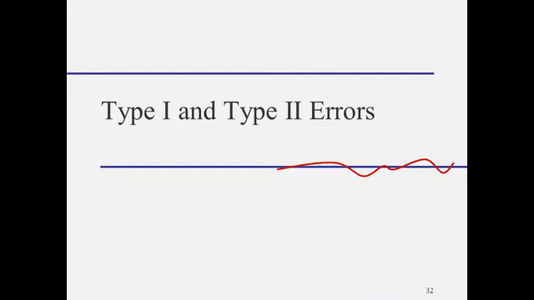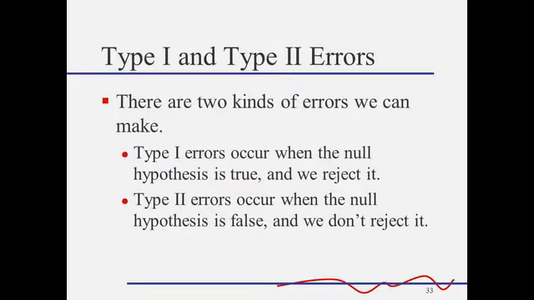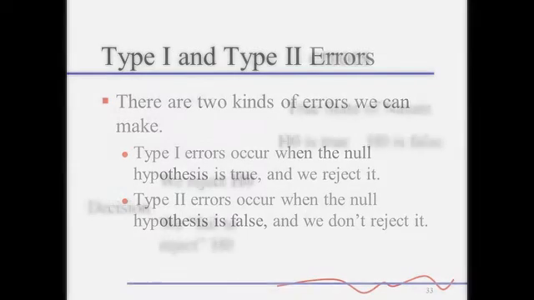In hypothesis testing, there are two kinds of errors that we can make, type 1 and type 2 errors. Why are they called this? So we can tell them apart. A type 1 error occurs when the null hypothesis is true and we reject it. A type 2 error occurs when the null hypothesis is false and we don't reject it.